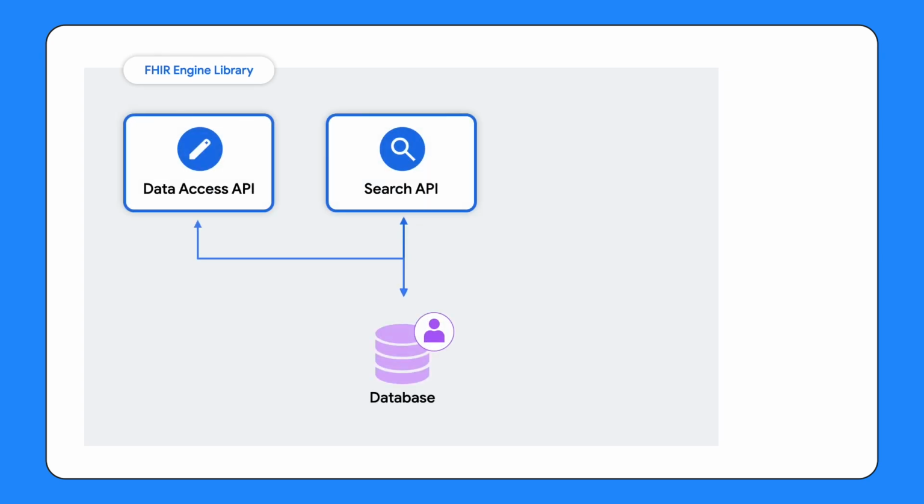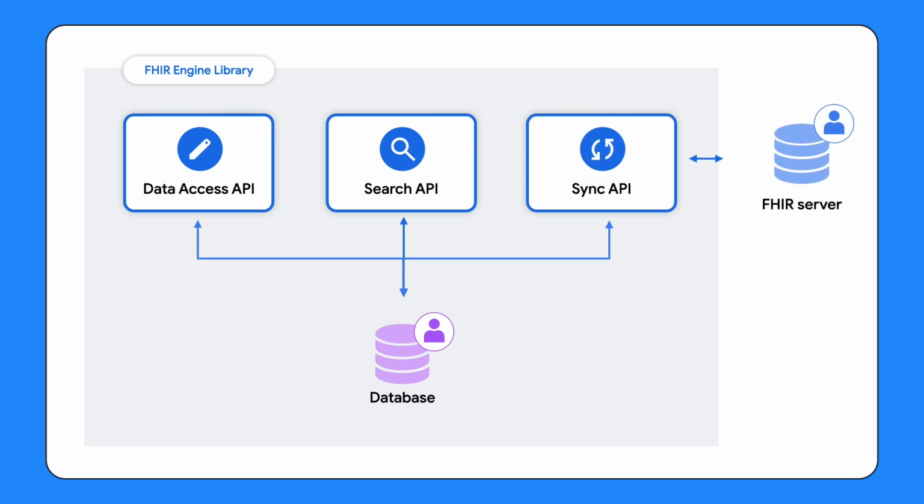Now, let's take a look at the architecture of the FHIR Engine library. The backbone of the FHIR Engine library is an encrypted SQLite database we have created to store FHIR resources. On top of this database, we have built three APIs to manage the FHIR resources. The Data Access API provides basic CRUD, or create, read, update, and delete operations. The Search API lets you search the local FHIR resources in the database using a programmatic interface we have built. And last but not least, the Sync API connects your application with the FHIR server and allows your app to keep FHIR resources stored on device synced with the server.